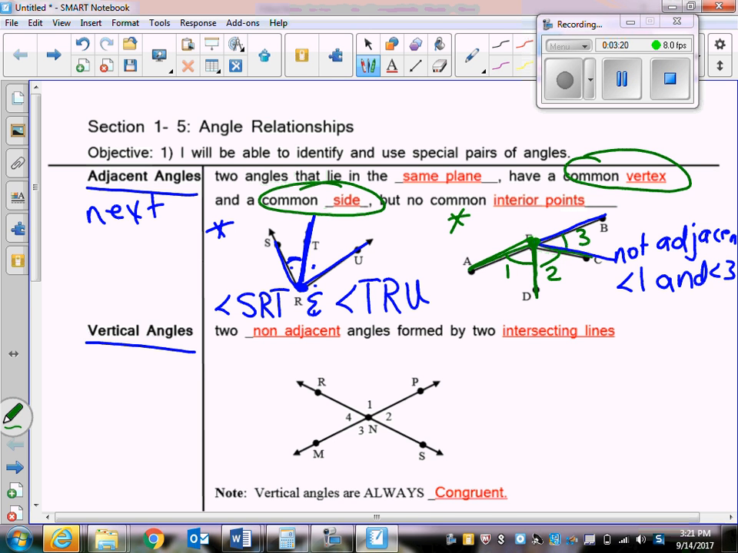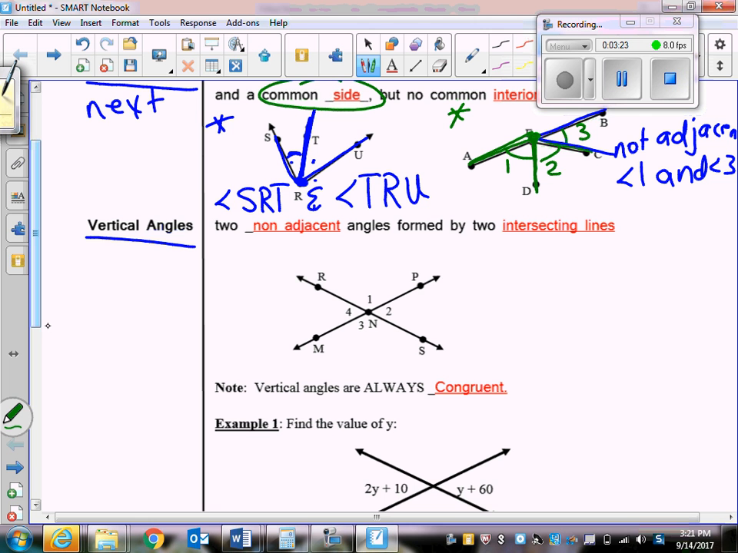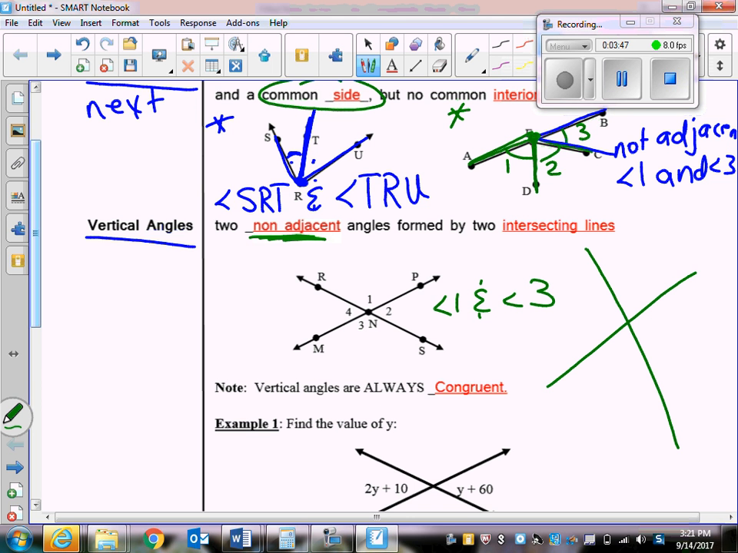The next one is vertical angles. I'm sure you have seen them before. The definition is that they are non-adjacent angles formed by two intersecting lines. Every time I have a line and another line crossing each other, you create vertical angles, and this makes 4. In this case, angle 1 and angle 3 are vertical to each other. This angle and angle 3 are opposite from each other. And angle 4 with angle 2. Very good, they are vertical to each other.